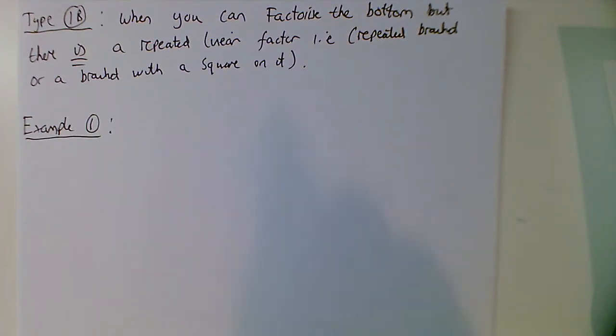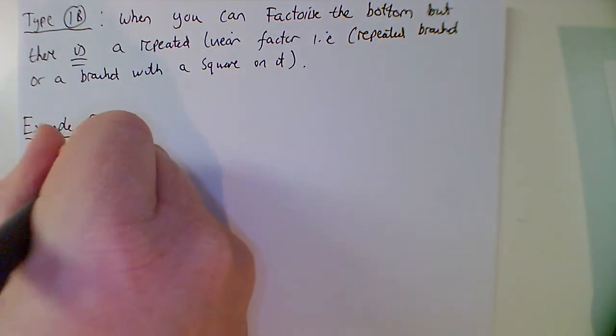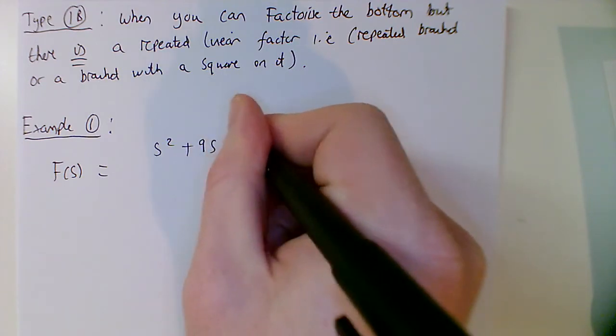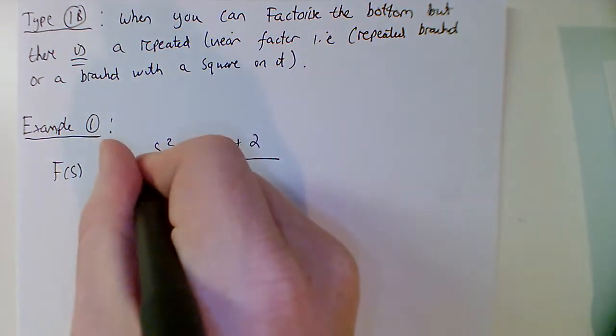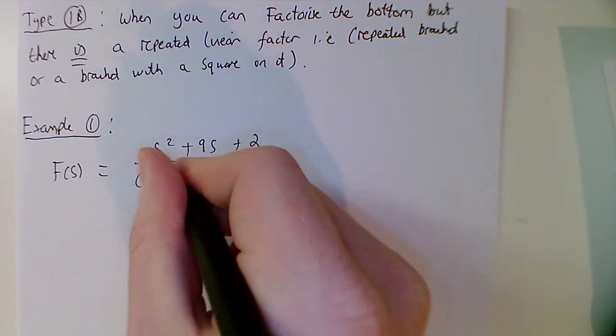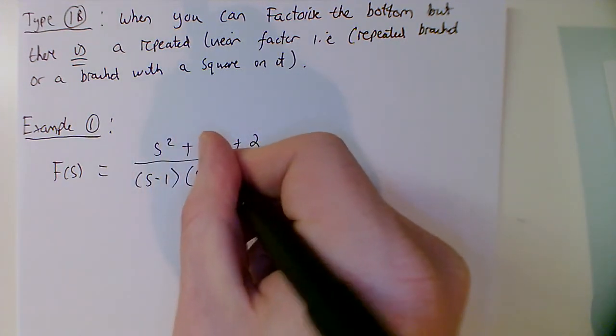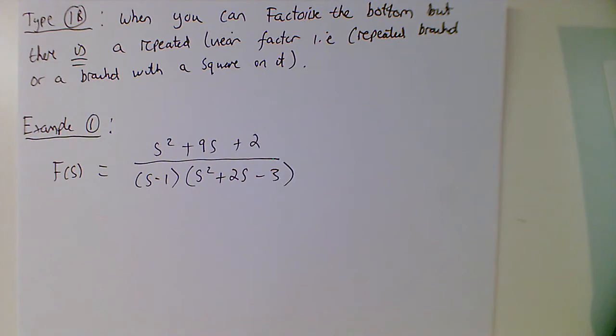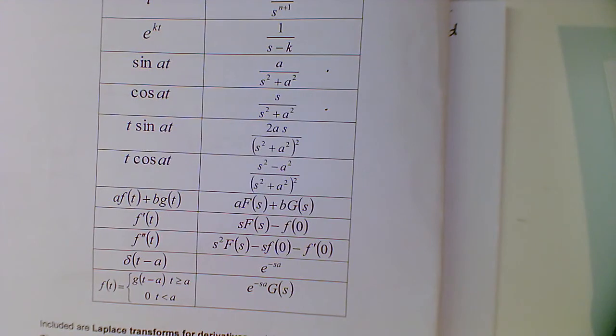So f of s, right. So a couple of things I've got to notice about this. I go to my Laplace transform table and there is absolutely nothing in this table that looks like the bottom of that function. The bottom of that function has got loads of different stuff in it. So I know I'm going to have to split it up.